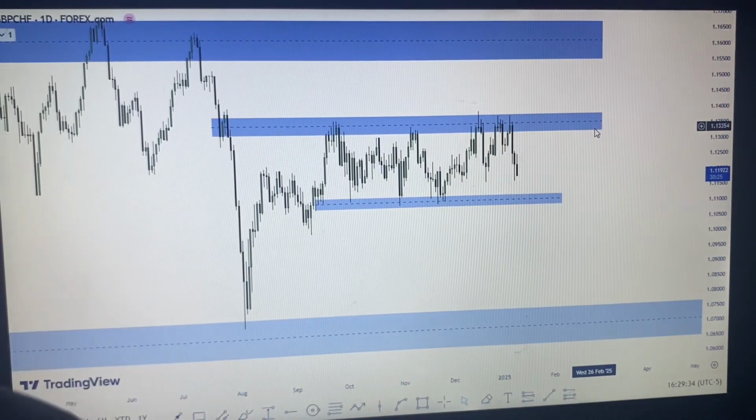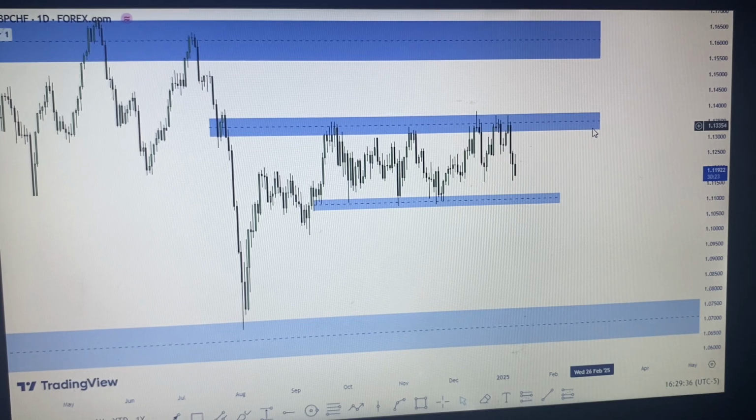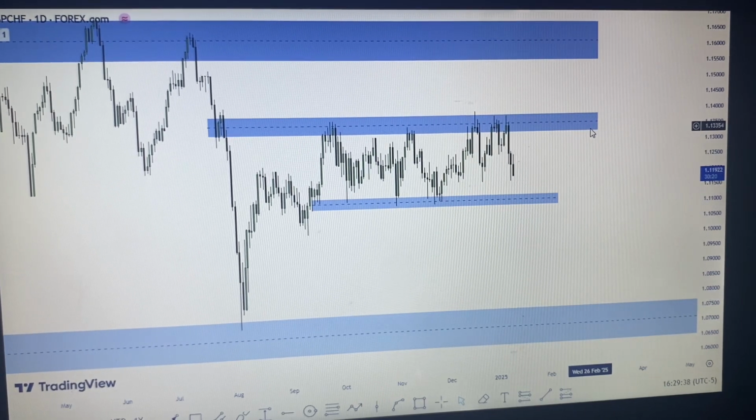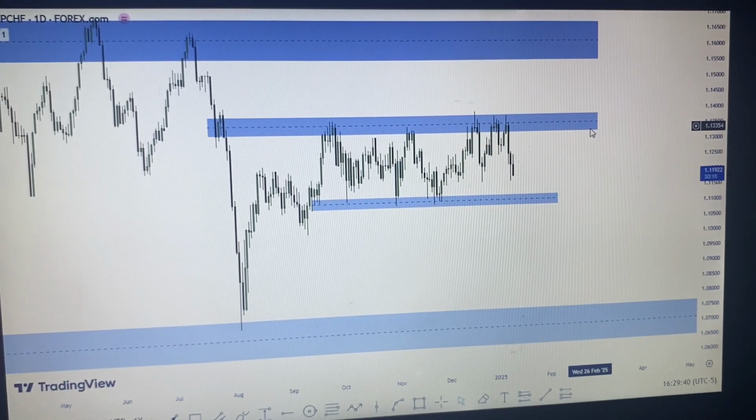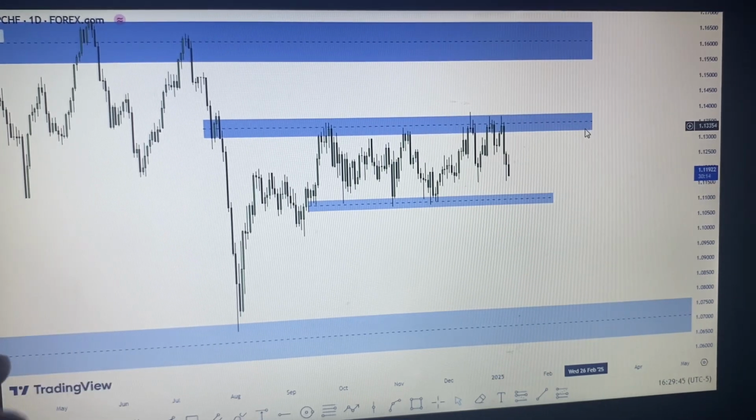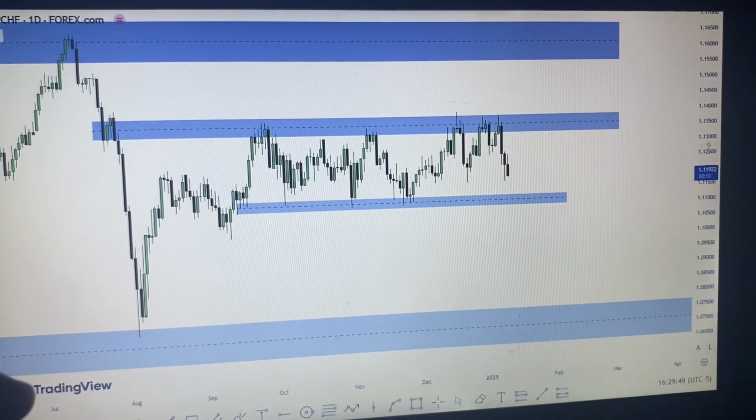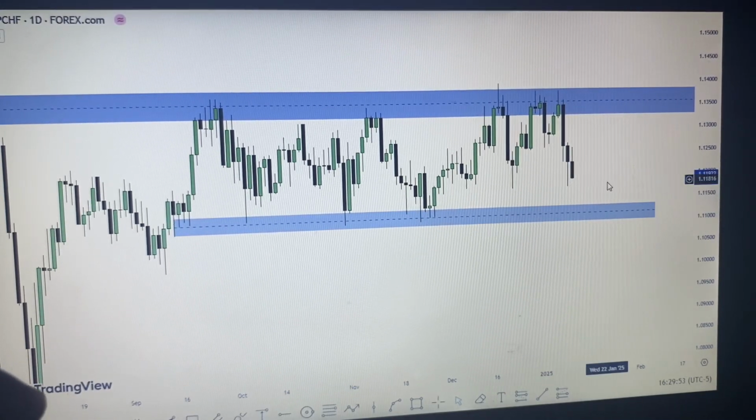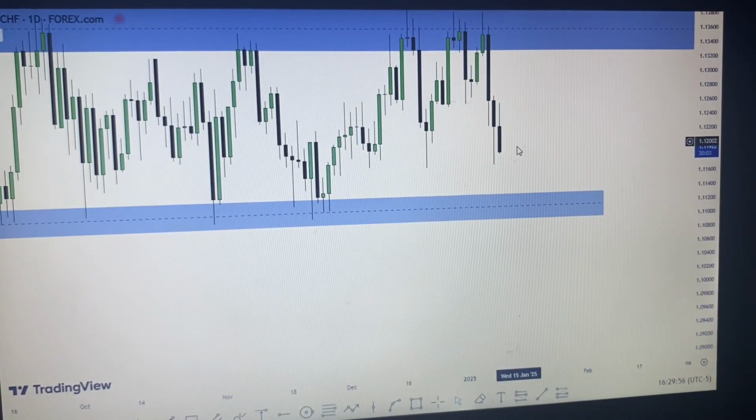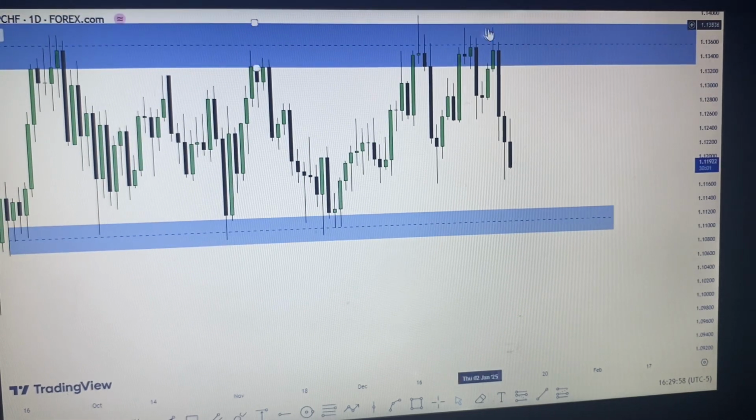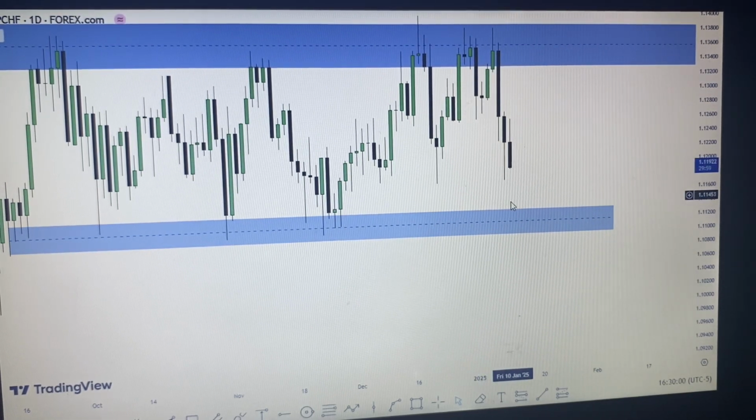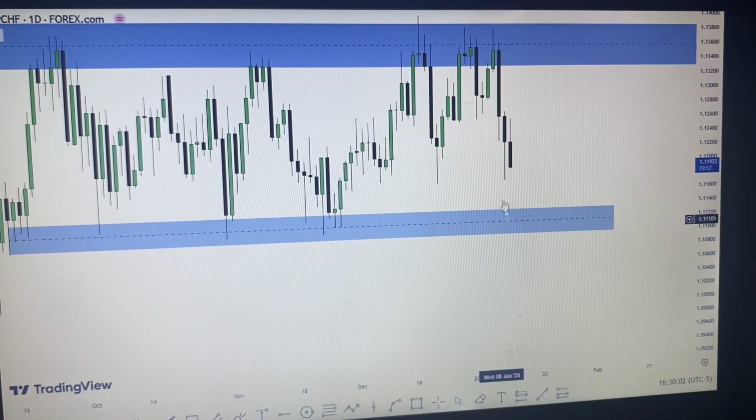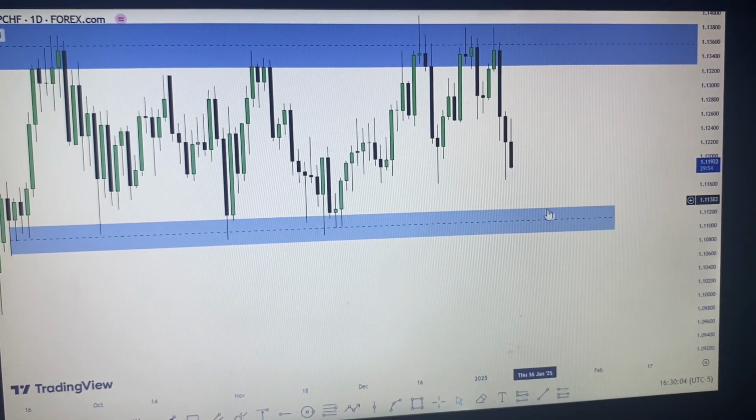Remember, we do not trade the daily time frame. Our entries are mostly going to be on the hourly time frame, or you can move lower, maybe the 15 minutes, for precision entries. So here we have our daily levels, right? With that in mind, we know price is currently going to the downside, approaching our support level.